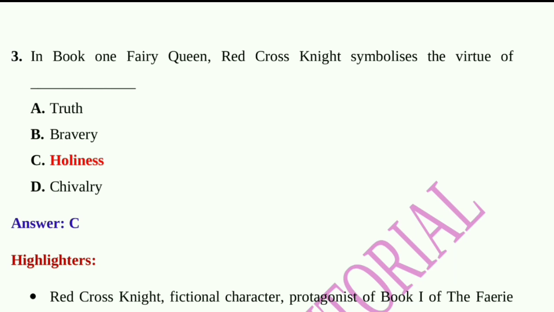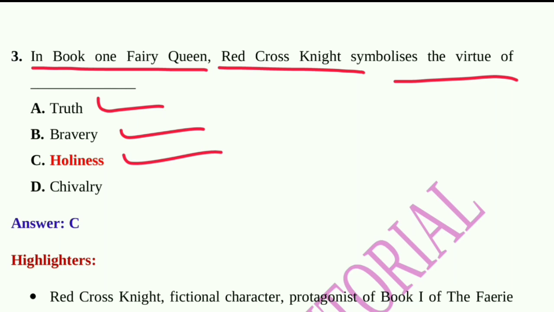Question number three. In Book One of The Faerie Queene, Red Cross Knight symbolizes the virtue of option A, truth, option B, bravery, option C, holiness, option D, chivalry. And option C, that is holiness, is the answer.